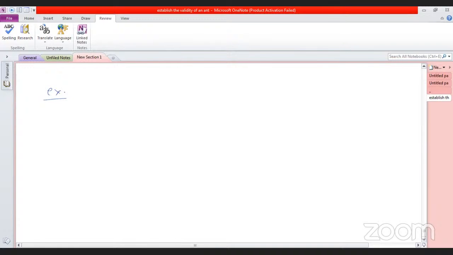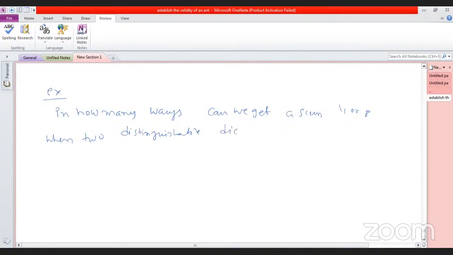In how many ways can we get a sum of 4 or 8 when two distinguishable dice are rolled? So see how many distinguishable.